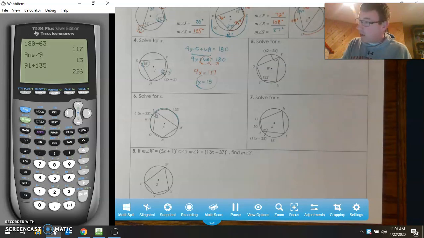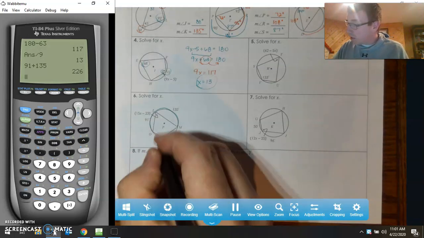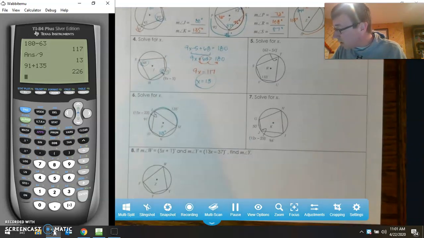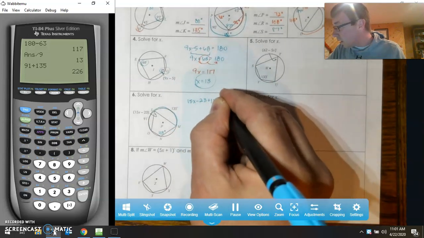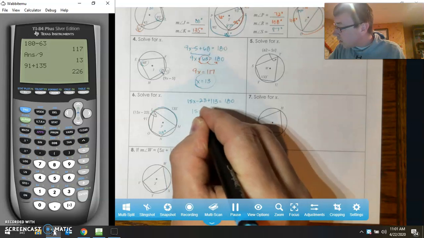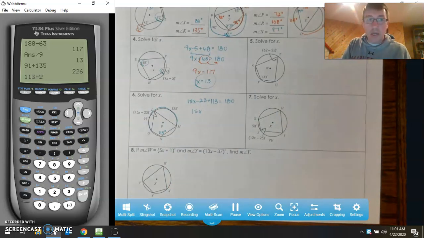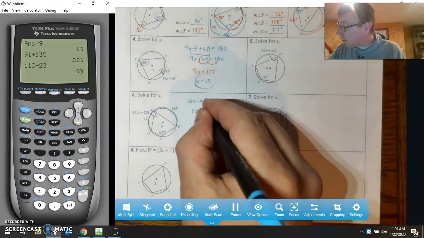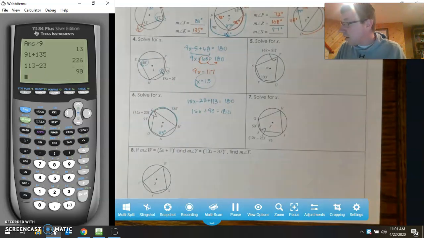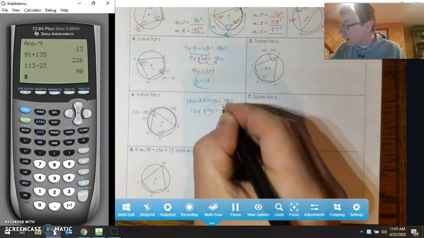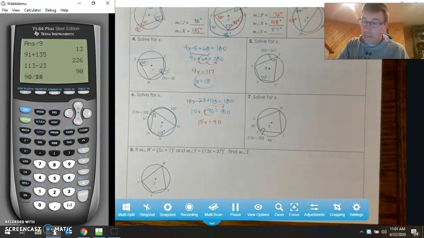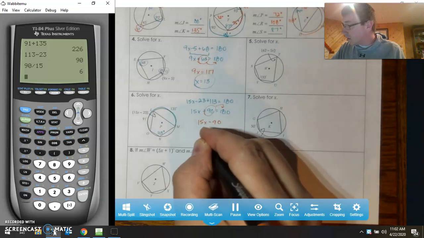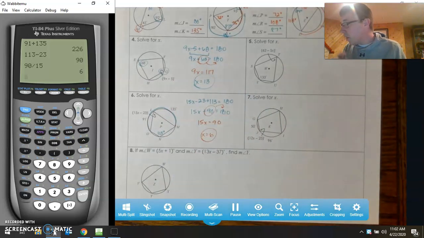Okay, so if I take 226 and divide that by 2, I know this angle is going to be 113 degrees. I know those two angles are supplementary. 113 minus 23 will be 90. If I bring the 90 over to the other side, we have 15x will equal 90. 90 divided by 15 is going to be 6.